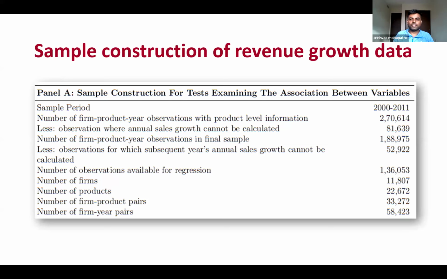So this is the sample construction. We take the liberalization period, from 2002 till 2011, when the disclosure regulation was mandatory. After cleaning all this data, we have roughly 33,000 firm-product pairs that correspond to 11,800 firms and some 23,000 products.